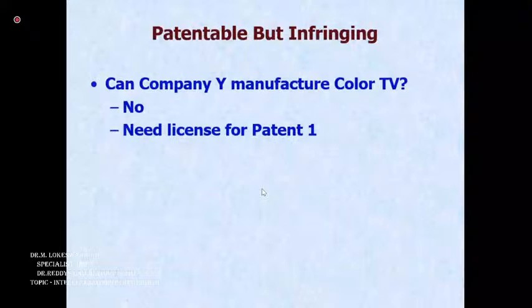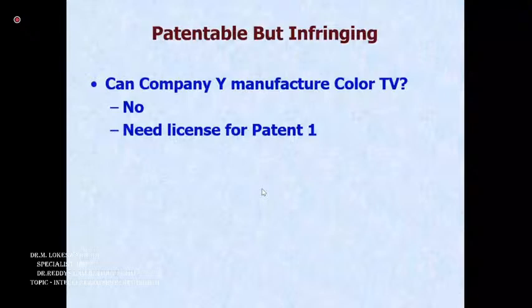No, because till 2015 company Y should not manufacture a color TV, because TV without mentioning black and white or color is already claimed by company X. So they need a license from patent 1, that is company X, to manufacture the color TV before expiry of the black and white TV claim. That means if you want to manufacture before expiry of the black and white TV patent, company Y should get the license from company X.